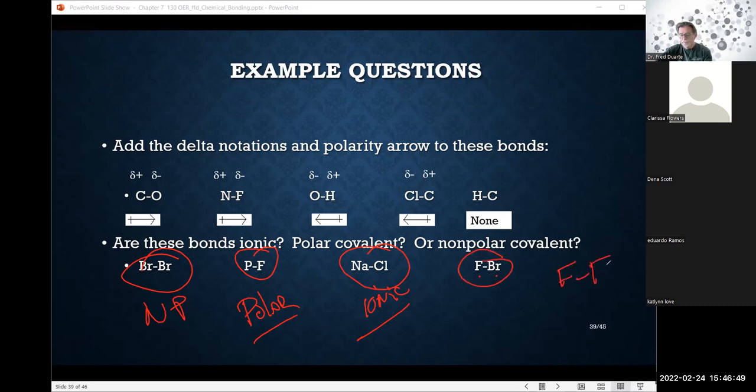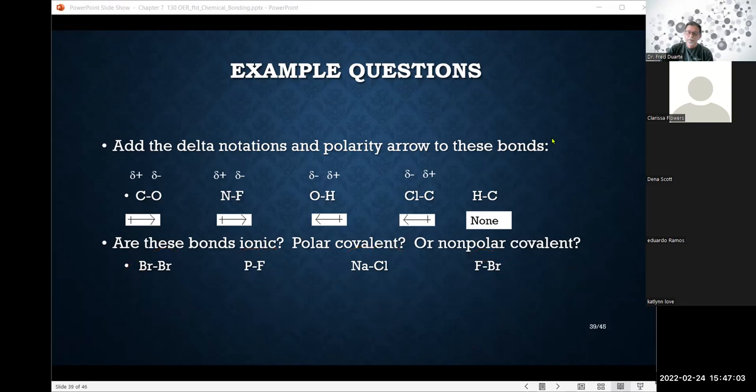Unlike the bromine, where they're both the same, and we end up with an NP bond. Over here, two different elements, polar bond, okay? And so we got nonpolar, polar, ionic, and polar, respectively. Now if we needed to write the dipole arrow and the delta notation, obviously none here because it's nonpolar. Over here, fluoride is the most electronegative species. So there's a partial negative on the fluoride, partial positive on the phosphorus.